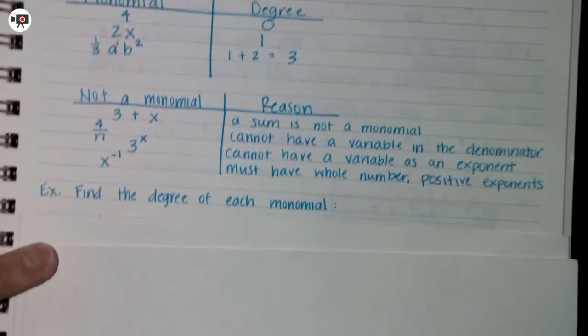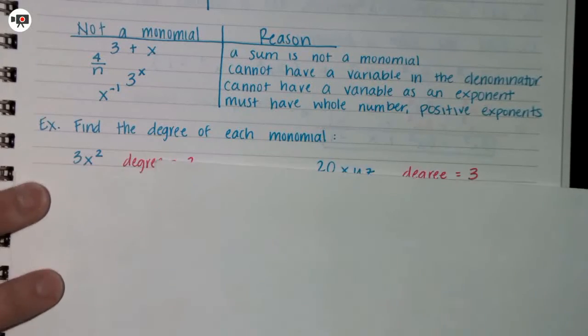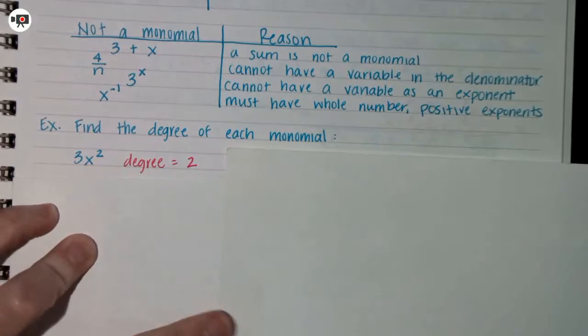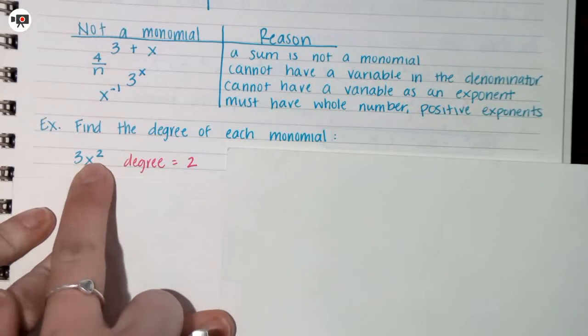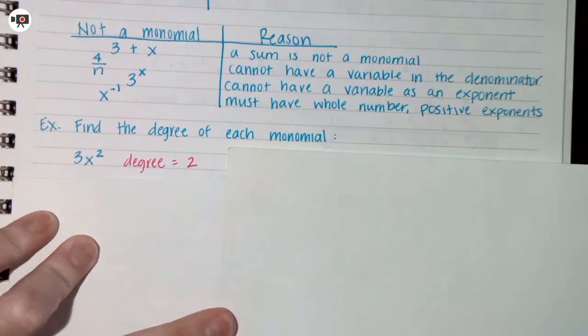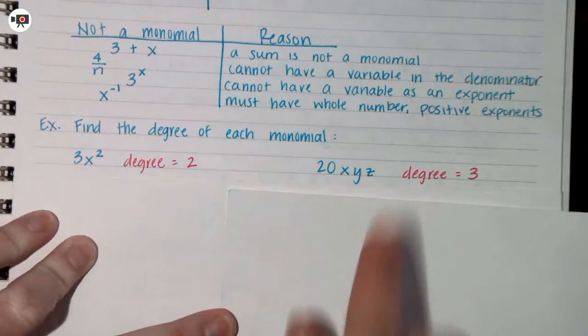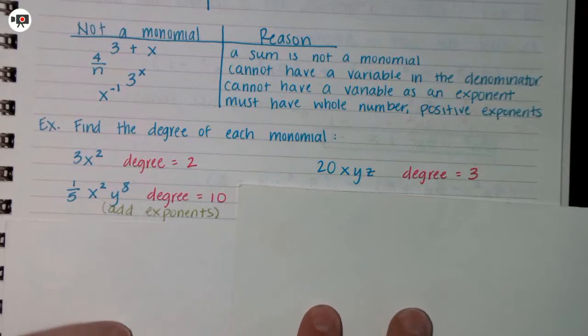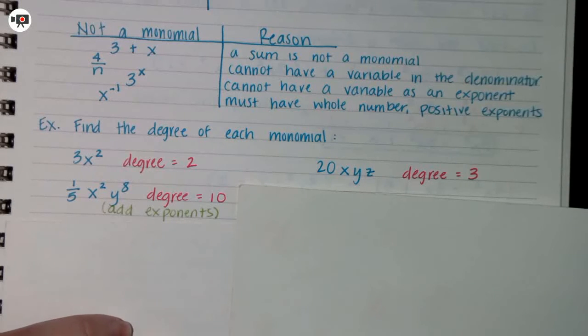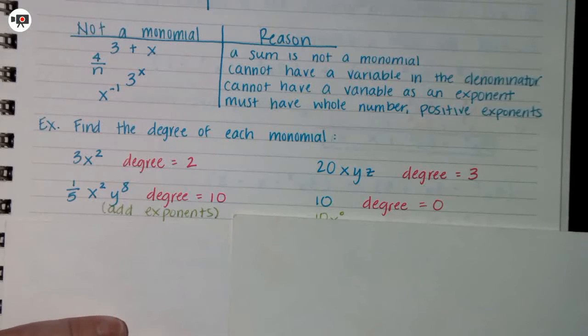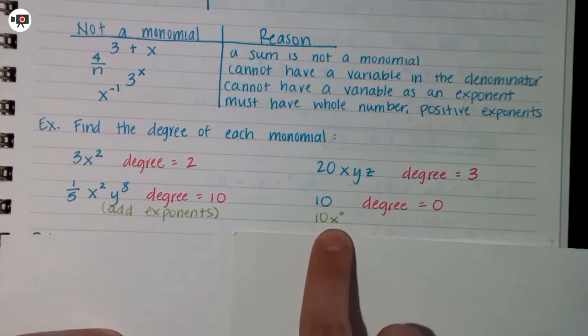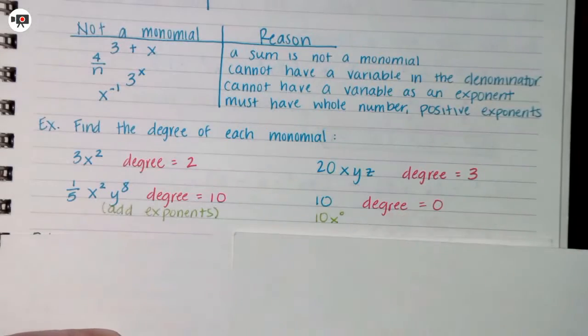So, let's find the degree of each of these monomials. If we have 3x squared, we're looking at the exponent on the variable. The degree is 2. For 20xyz, we have a degree of 3 because we have a 1, 1, and a 1. For 1/5 x squared y to the 8th, we are adding the exponents. The degree is 10. If we have a 10, that would be the same as 10x to the 0 power, and the degree is 0.